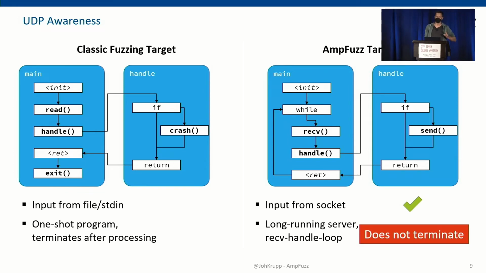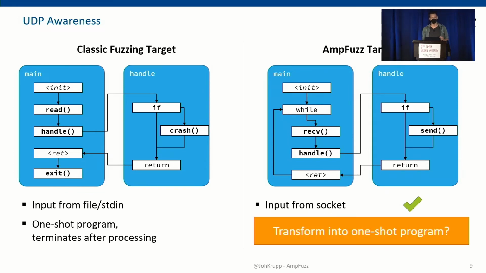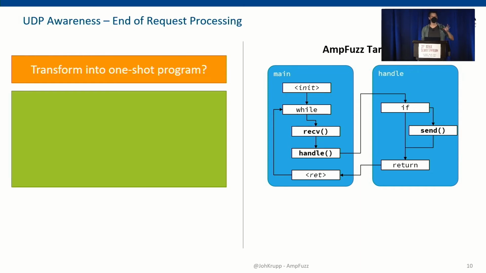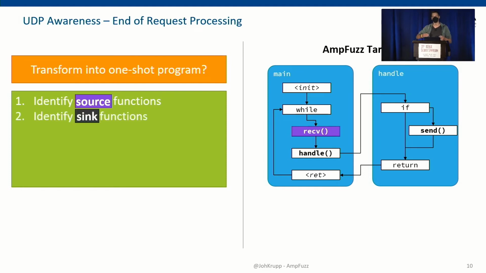However, we can actually try to transform this into a one-shot program. How do we do this? Well, the heuristic that we came up with is the following. Initially, we identify all functions that act as a source, meaning those can be blocking, waiting for input. In this example, it's the call to receive. Secondly, we identify all functions that act as sinks, that send out responses to us. In this case, the call to send.